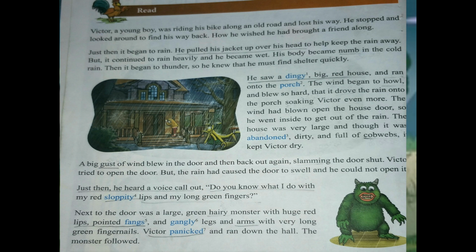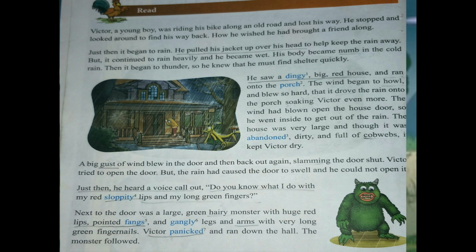Dear children, now I'll read the first paragraph of the lesson Red Sloppity Lips. Observe and listen. Victor, a young boy, was riding his bike along an old road and lost his way. He stopped and looked around to find his way back. How he wished he had brought a friend along.